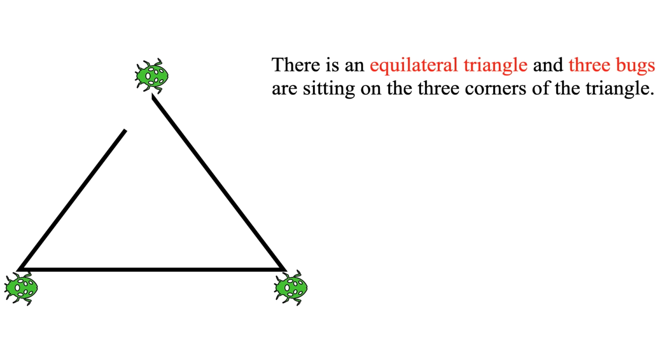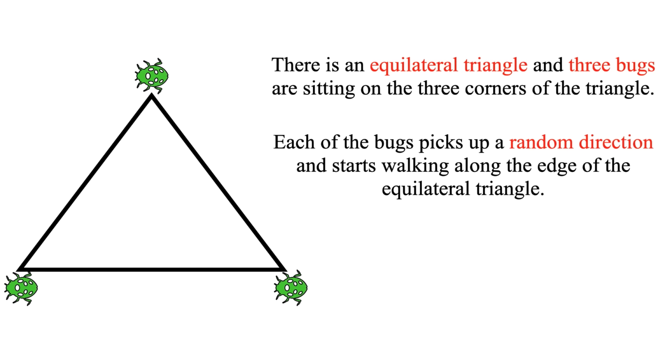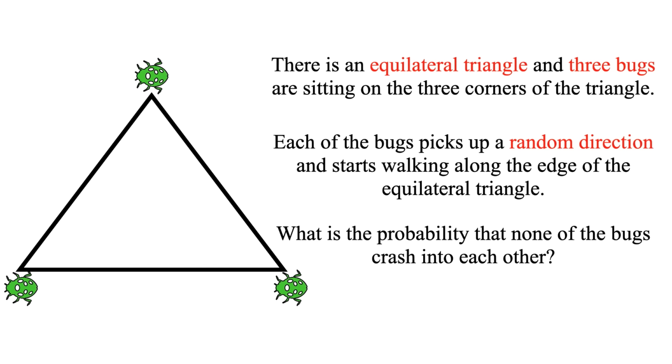There is an equilateral triangle and 3 bugs are sitting on the 3 corners of the triangle. Each of the bugs picks a random direction and starts walking along the edge of the equilateral triangle. What is the probability that none of the bugs crash into each other?